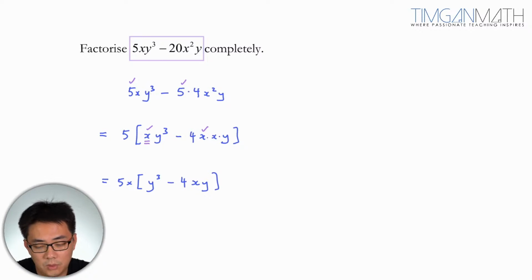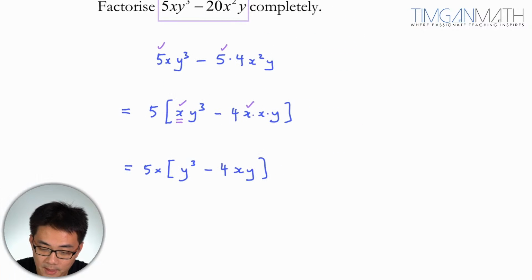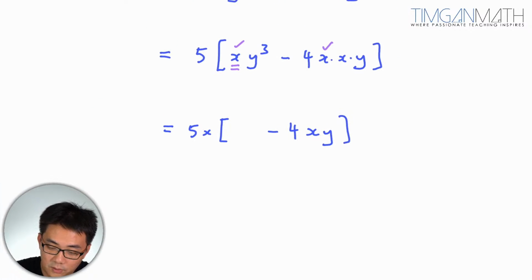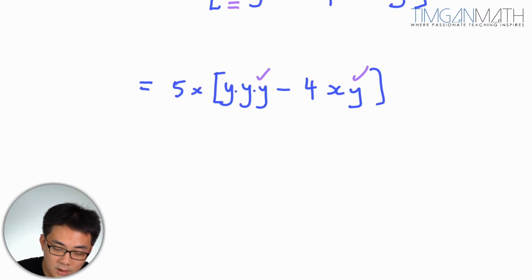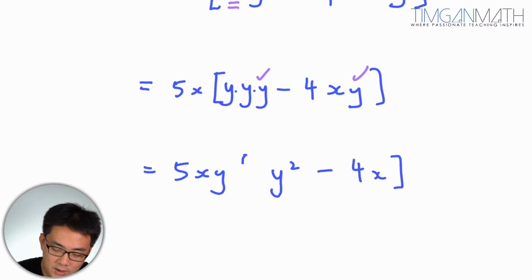After which, what we could do is to factorize the y out. All right, so similarly, this y cubed is y multiplied by y multiplied by y. So bring a y out. That would leave y squared here. So once we get it, it will be 5xy times y squared minus 4x. Okay, so this is it.